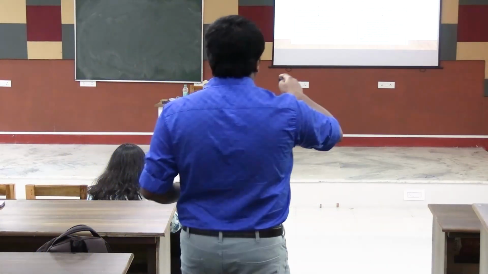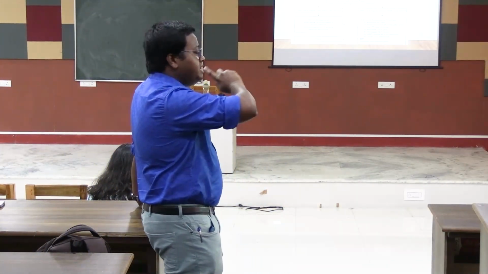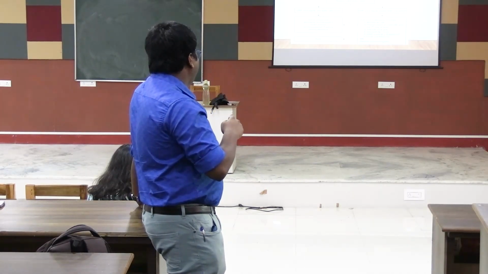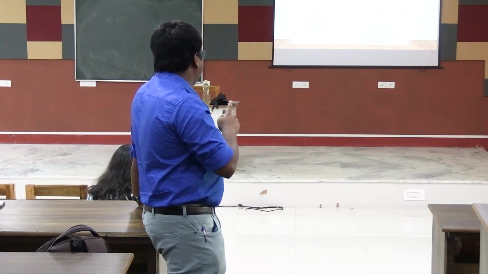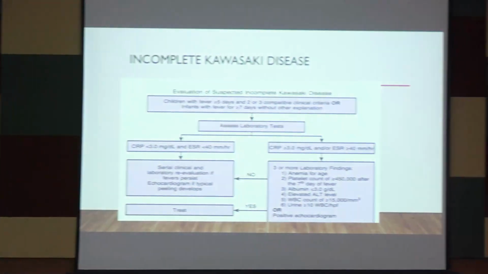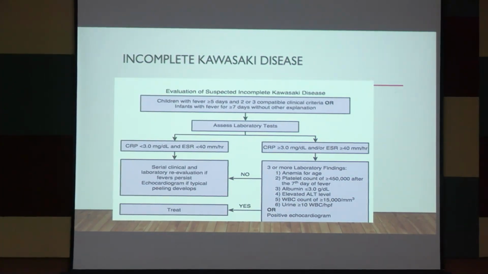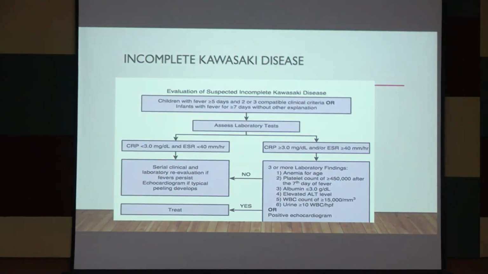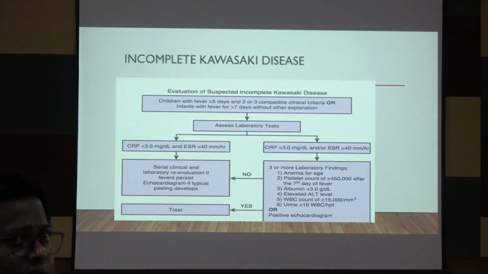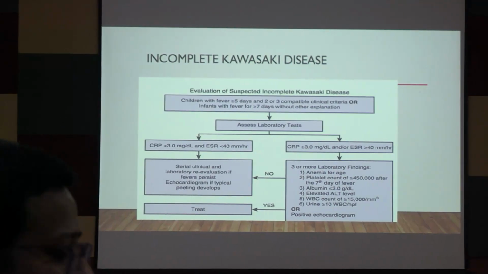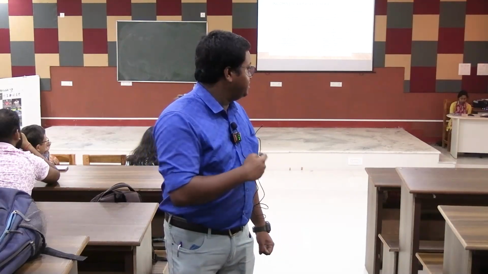So again repeating, 3 out of those lab features: anemia for age, platelet count more than 4.5 lakhs, hypoalbuminemia, elevated ALT, WBC count more than 15,000, and urine leukocytes at least 10. Even if you do not find all the lab features, if you find a positive echocardiogram of the heart, that is, perivascular brightness in echocardiography around the coronary arteries. That is not given there.